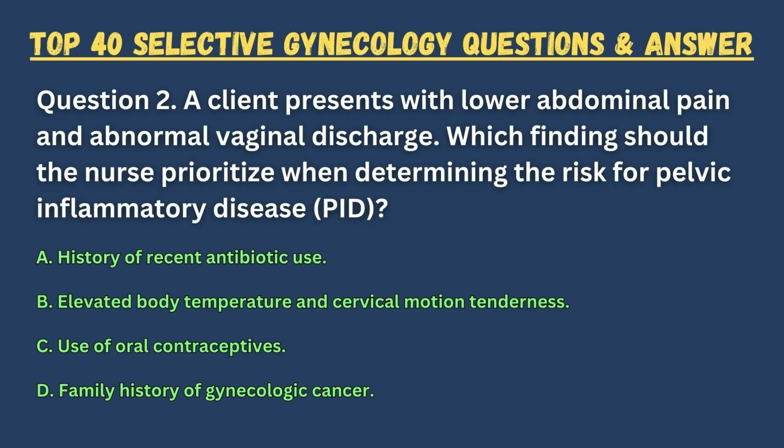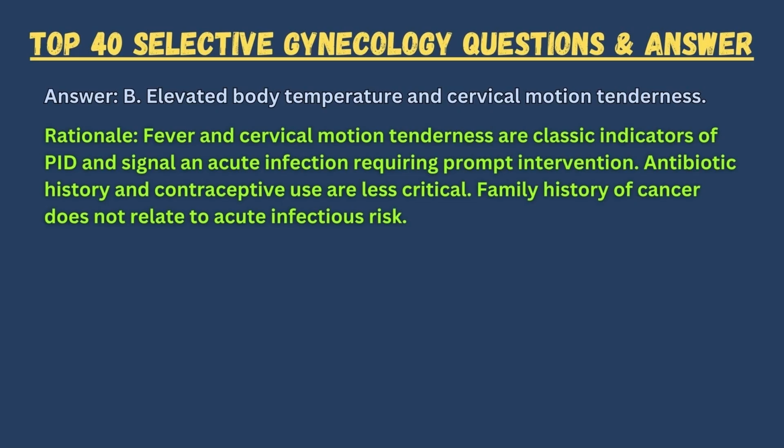A. History of recent antibiotic use. B. Elevated body temperature and cervical motion tenderness. C. Use of oral contraceptives. D. Family history of gynecologic cancer. Answer. B. Elevated body temperature and cervical motion tenderness. Rationale. Fever and cervical motion tenderness are classic indicators of PID and signal an acute infection requiring prompt intervention.